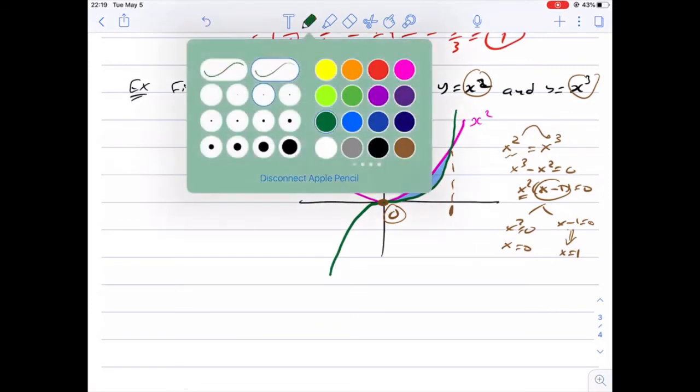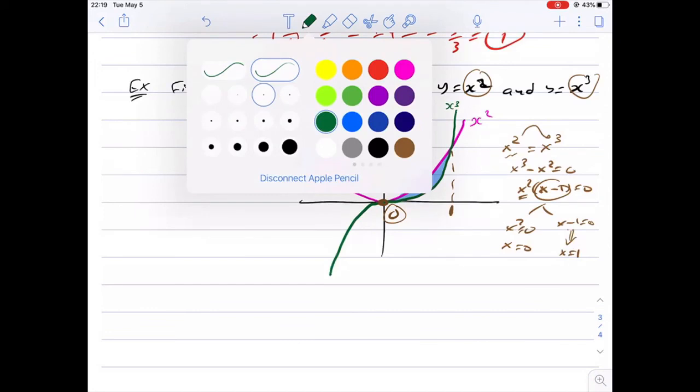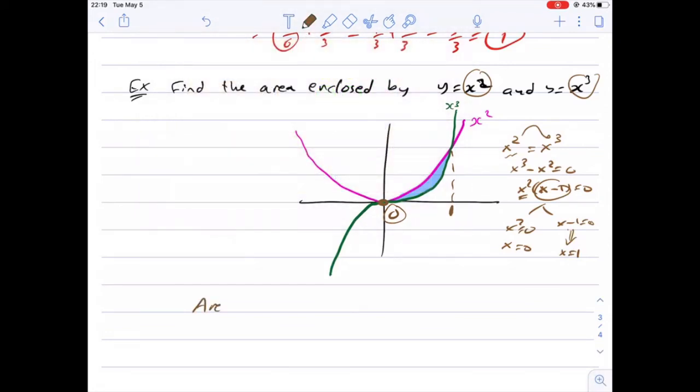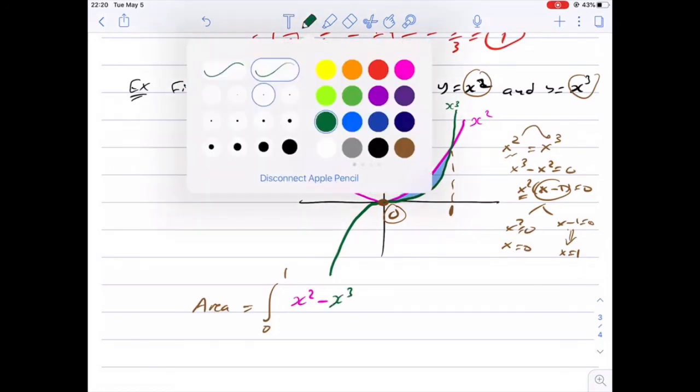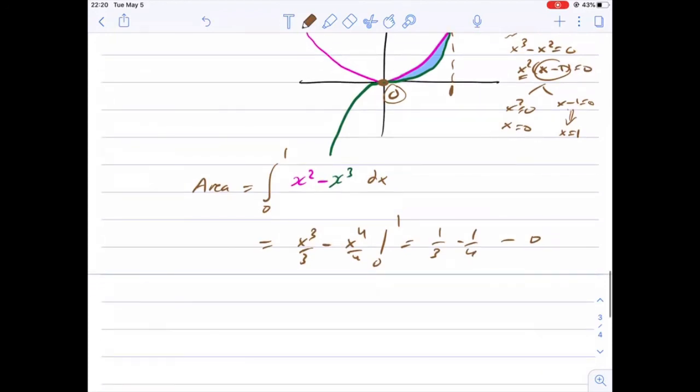Now what is the upper function? The upper function is x squared. So the area is the integral from 0 to 1. The upper function is x squared minus the lower function. The lower function is x cubed, and then dx. We integrate. This becomes x cubed over 3 minus x to the 4th over 4. From 0 to 1, substitute 1, you get 1/3 minus 1/4. Minus substitute 0, you get 0.